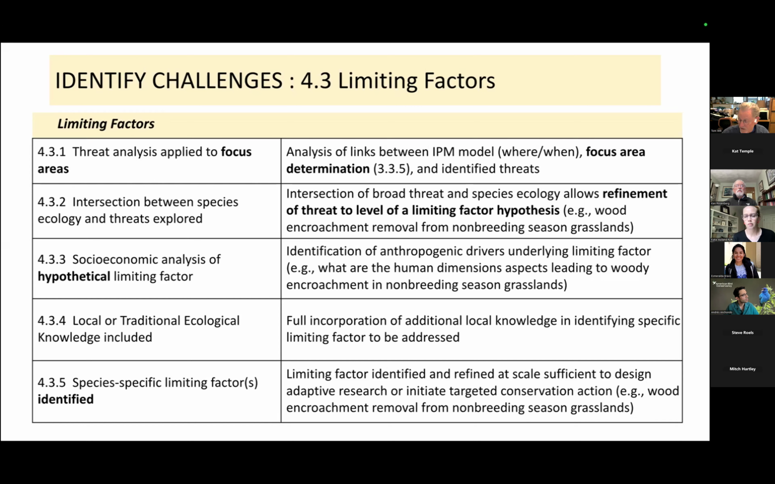And also that nature of iteration, which is necessary. Identifying today's limiting factor and dealing with it doesn't mean that tomorrow there's not going to be another limiting factor. And I think Kirtland's warbler is a really good example of that. We did an amazing thing identifying what was limiting that species on the breeding grounds, and now all of a sudden, what's limiting that species may be in an entirely different geography, that is the non-breeding season.